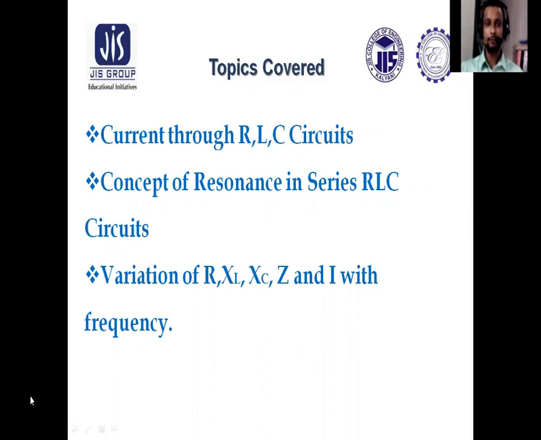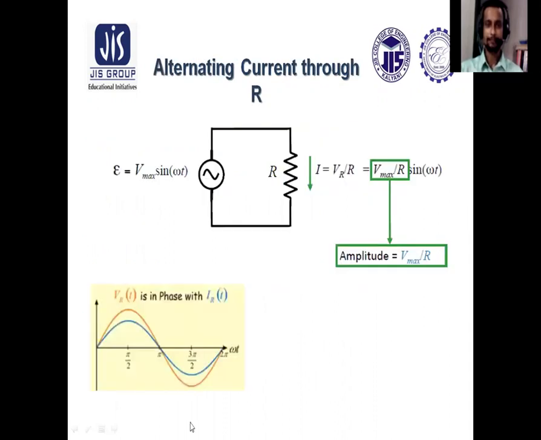Current through purely resistive, purely inductive, purely capacitive, that is R, L, and C circuits. Then we'll discuss the concept of resonance in series RLC circuit and variation of these parameters with frequency will be discussed. So what is resonance? We'll be talking about resonance later. First, let us discuss what happens for a purely resistive circuit.